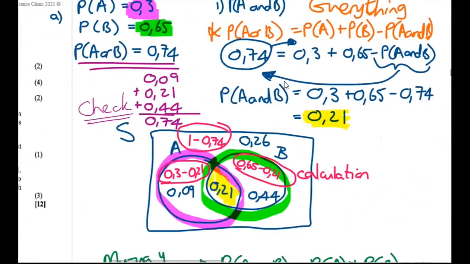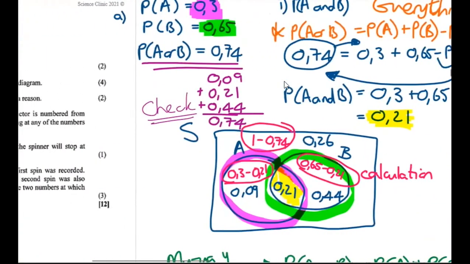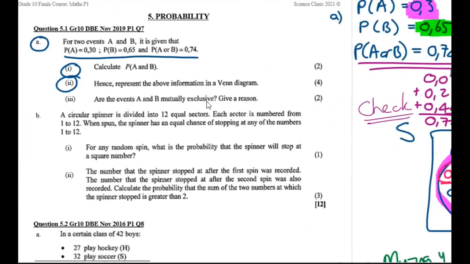So we did our Venn diagram. We found out that it was going to add up to 1. Let's do this one more question and then we can take a short break. So one more question. Are the events A and B mutually exclusive? Give a reason. So guys, you need to remember, what does it mean to be mutually exclusive?